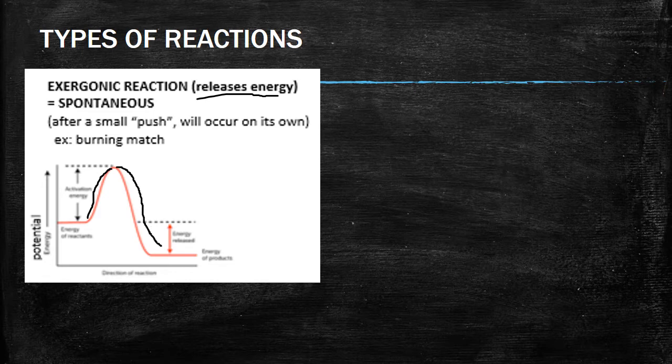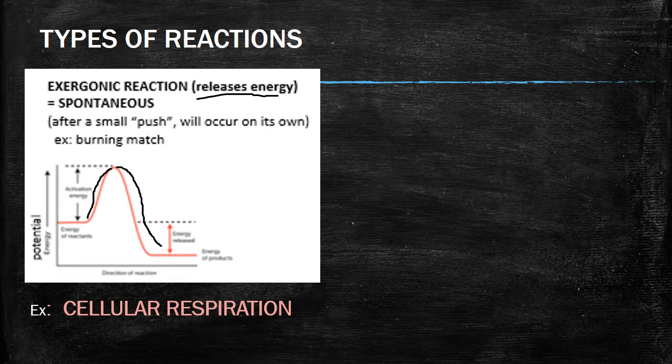For example, a burning match. Once you light the match, it's going to continue burning without a constant input of energy into it. So you don't have to keep relighting it constantly. After you give it that small push, you use the spark, then it's going to continue occurring on its own.